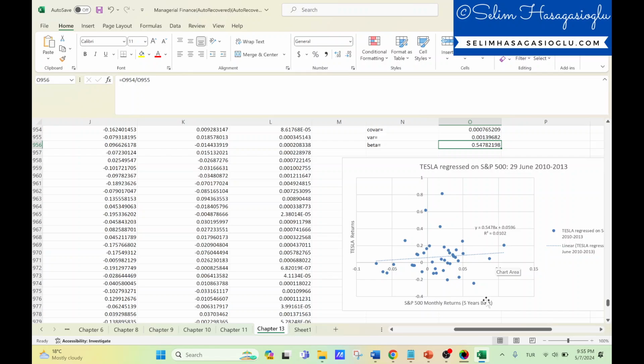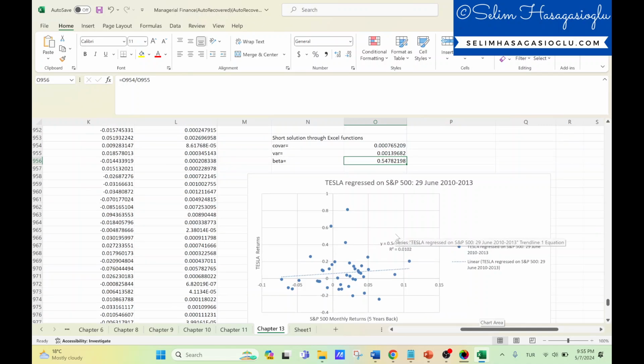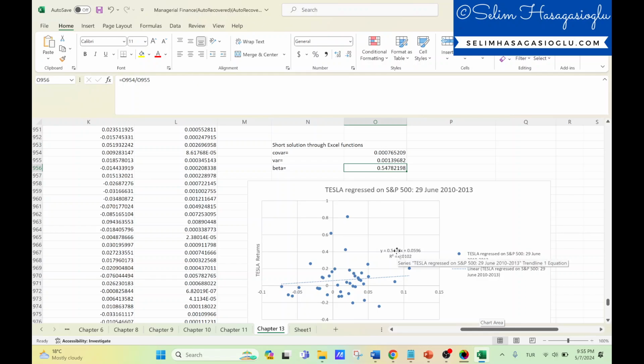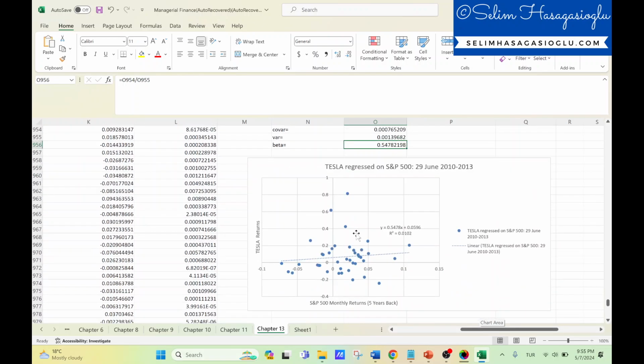Of course, we can do the regression as well. Again, on the horizontal axis, we have S&P 500 monthly returns 5 years back, and on the vertical axis, we have Tesla returns. So this is the equation of the straight line. This is the slope of the line, and the slope value 0.55 is the same as those calculated in these previous solutions.